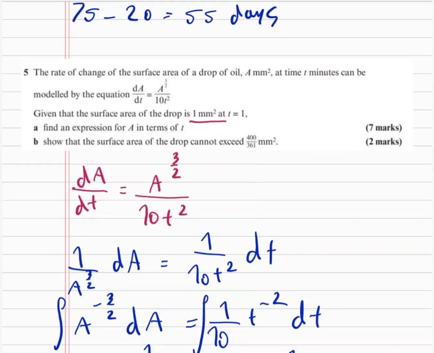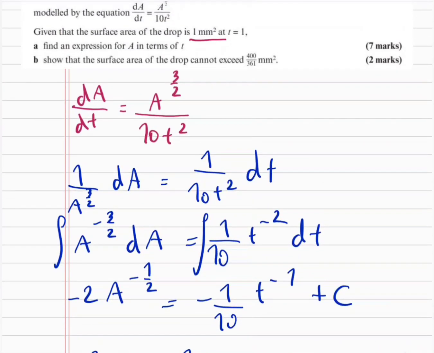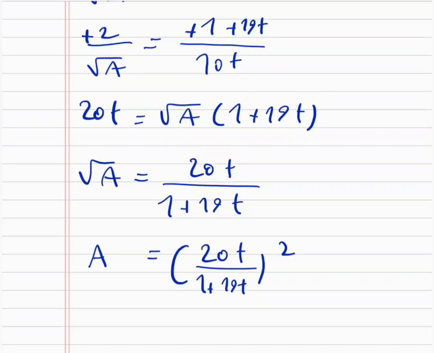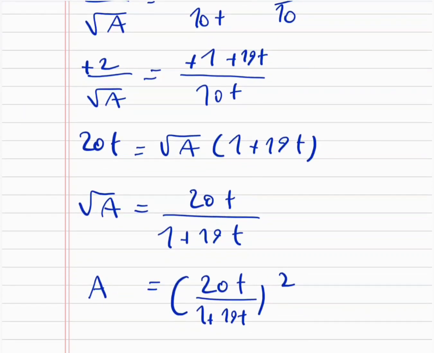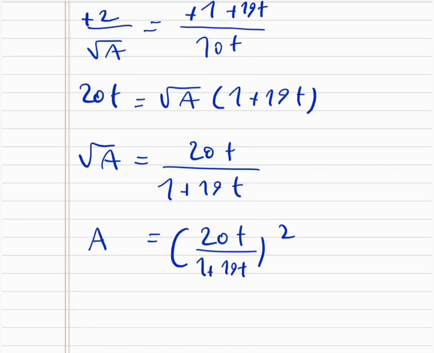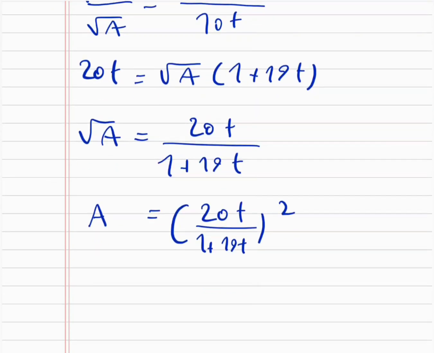Right, so part B, which is interesting, we want to show that the surface area of the drop cannot exceed 400 over 361 millimeters squared. So when we see questions like this, it's normally about the limiting behavior of the function. And in this case, it's basically saying, what will happen to the value of A as t approaches infinity.